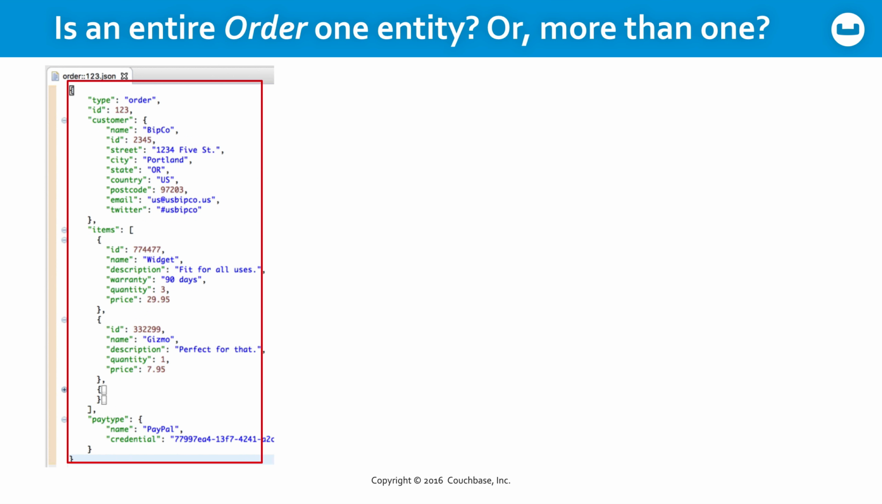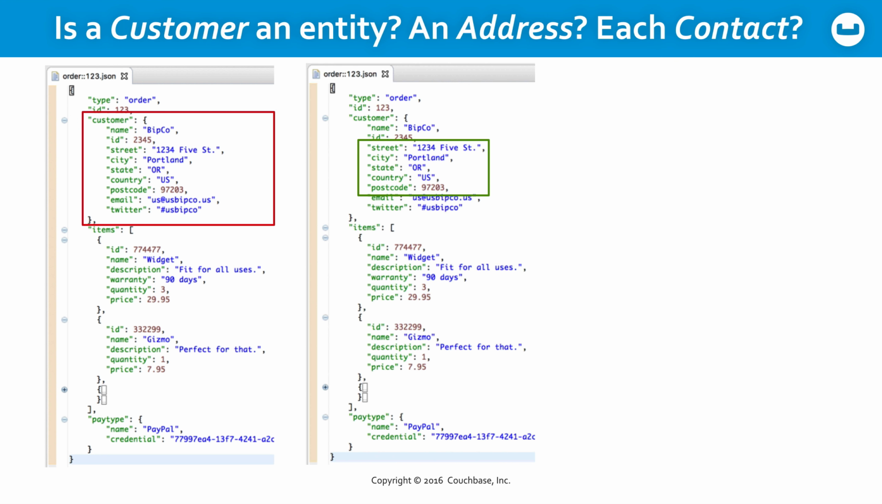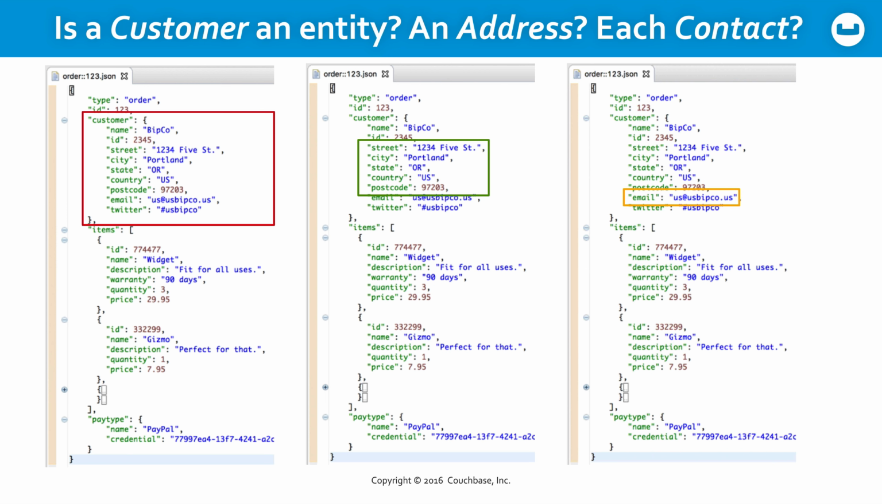So, is an entire order a single entity in a single document? Or is there more than one entity involved here in this document? Perhaps the customer is an entity. Or maybe there's a customer and an address as separate entities and you shouldn't munge the data together. Perhaps each item like email and Twitter is its own contact. Is each contact an entity of its own?